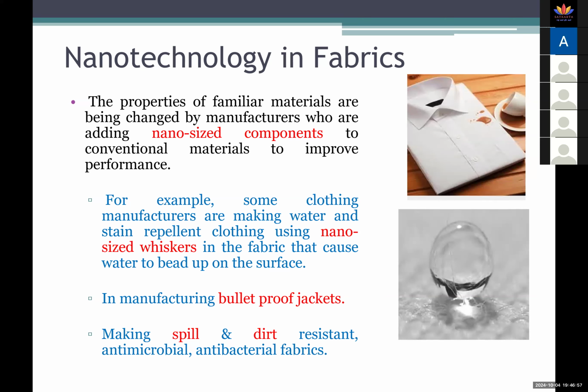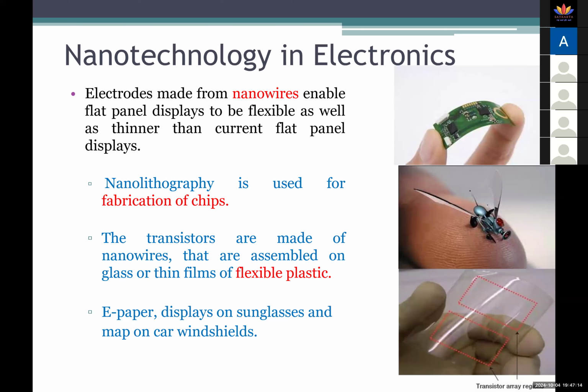Nowadays, there's nanoscience and nano engineering, a branch of engineering. Also you can make bulletproof jackets out of nano-sized coatings. You understand? It withstands the impact made by the bullet. So these are some fascinating applications. Now nanotechnology in electronics. Since I worked on electronic materials for a long time, I have to mention this.